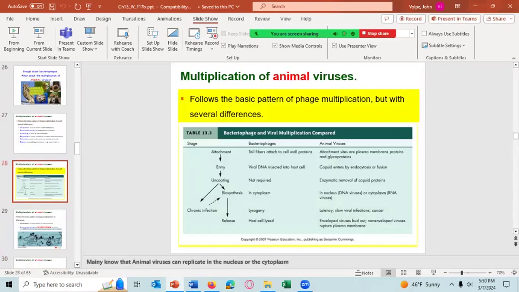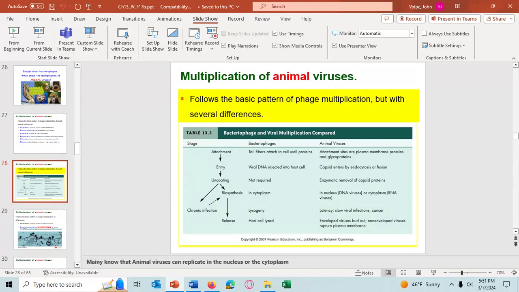All right, so the main difference in the replication of animal viruses from bacteria viruses is that animal viruses may replicate in the nucleus or in the cytoplasm. And of course, bacteria viruses only replicate in the cytoplasm because that's the only region of the cell in a prokaryote cell. Any question about that?